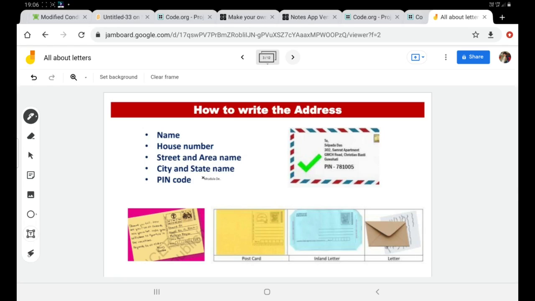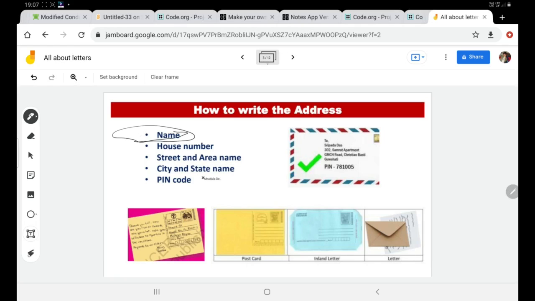So it's important to write the address. So how to write the address? You will be thinking how to write the address. It is very confusing. But no guys, it's very easy. So like this you can see.